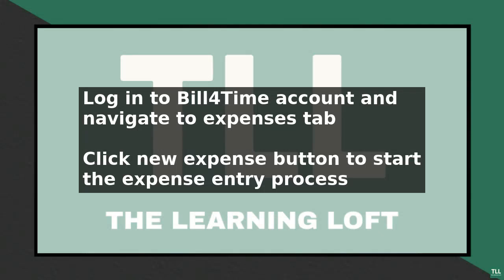To start with expense entry in Bill 4 Time, first log into your account and navigate to the Expenses tab. From there, click on the New Expense button to begin the process. Enter the date the expense was incurred, the expense type, and the vendor or payee.